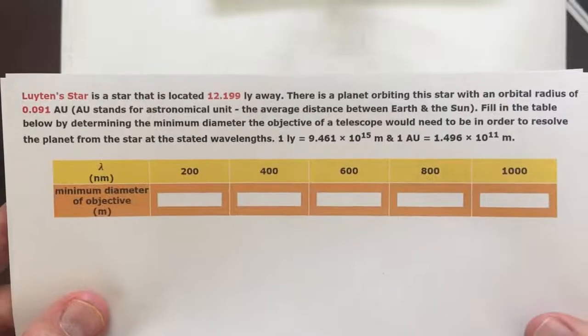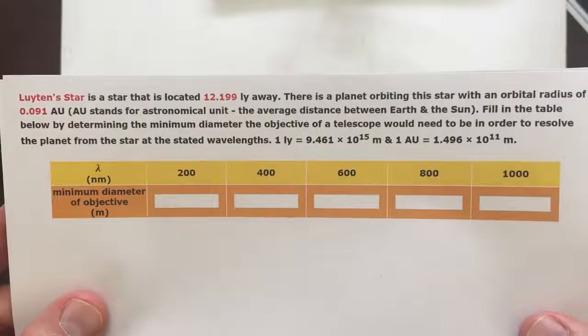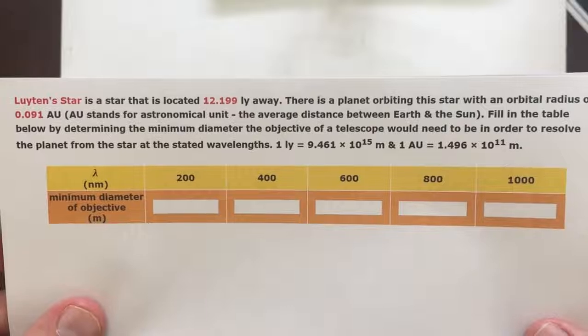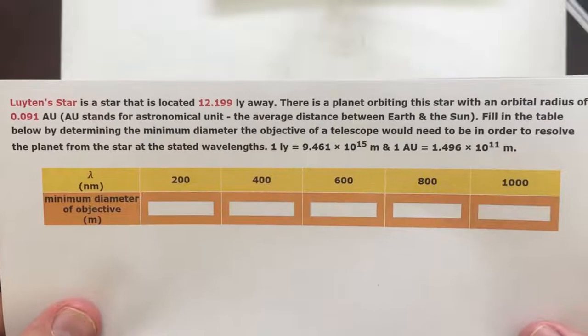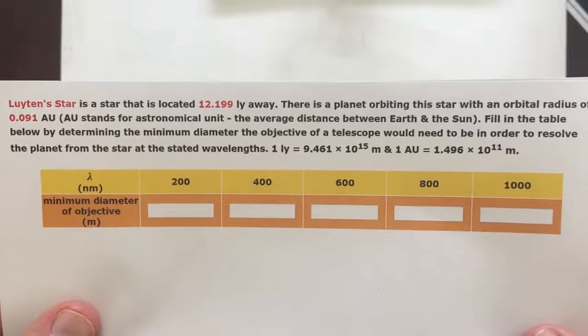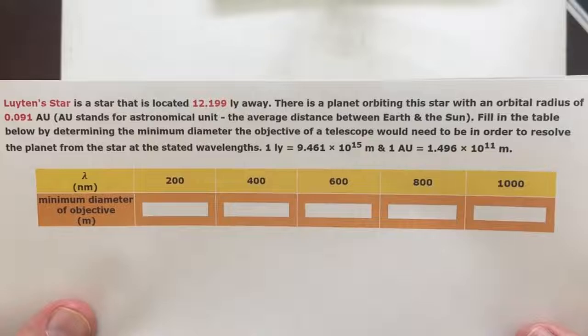So this is problem 11, and let me go ahead and read it. Leuchten star is a star that is located 12.199 light years away. There is a planet orbiting the star with an orbital radius of 0.091 AU. AU stands for astronomical unit, the average distance between Earth and the Sun.